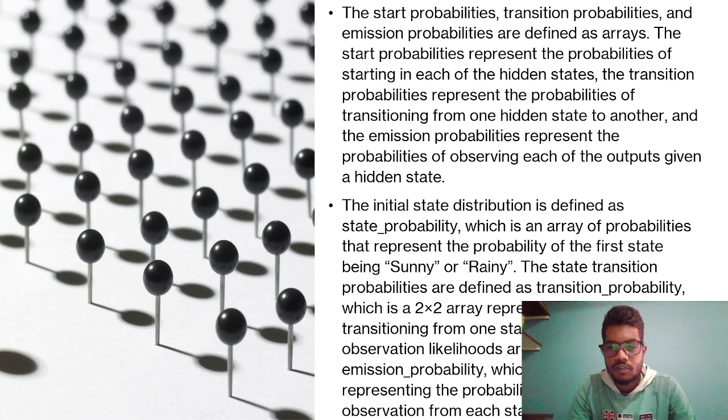The initial state distribution is defined as the state probability, which is an array of probabilities that represent the probability of the first state being sunny or rainy. The state transition probabilities are defined as transition probability, which is a 2x2 array representing the probability of transitioning from one state to another. The observation likelihoods are defined as emission probability, which is a 2x2 array representing the probability of generating each observation from each state.